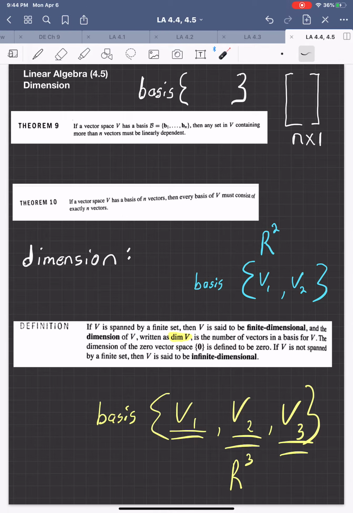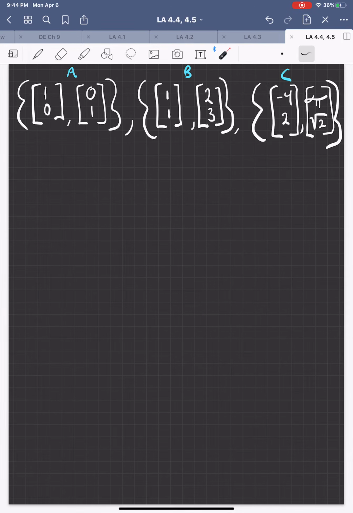If your vector space is not spanned by a finite set, in other words, you have an infinite amount of vectors in your basis, you could think of it, then we say that V is infinite dimensional. So what you care about right now is finite dimensional spaces. And let's just go ahead and take a look at what we have here.